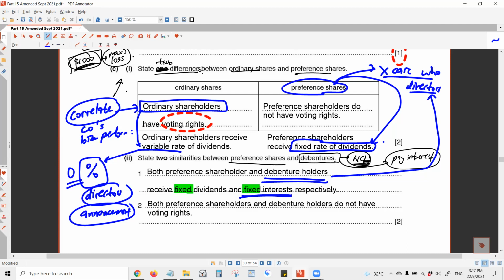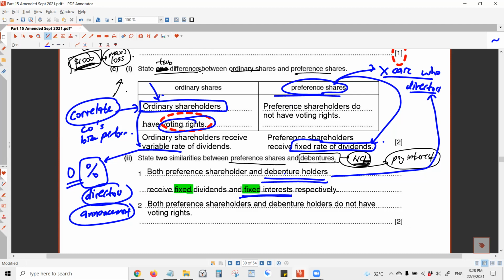Okay, so in that case, do you think that ordinary shareholders would care who runs the company? Of course they care. That's why they need to have the voting rights. Every year in the meeting, they will vote as to who would become the directors to run the company because they care how well the company has been doing. That's why ordinary shareholders have voting rights.